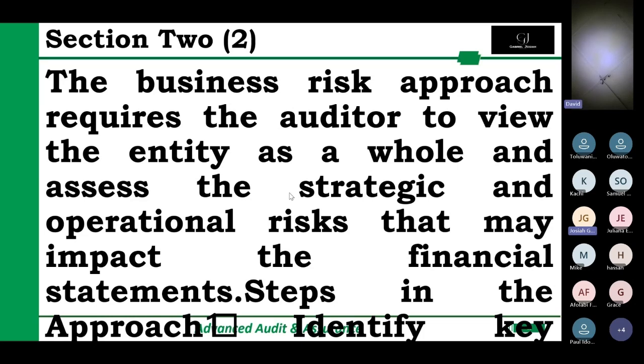Secondly, after the auditor has identified the key business risks, the auditor needs to evaluate their impact. What is the effect of those risks if they crystallize? If those risks crystallize, what is their impact on the business? He needs to determine how these risks could affect the financial statements. Of course, the financial statements are the output, but before the output, what could give a negative output? What could impact the financial statements negatively?